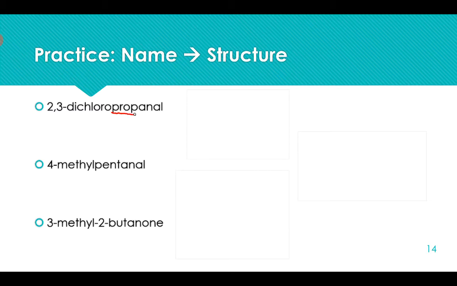So for our first one, we have 3 carbons, all single bonds, and an aldehyde functional group. And so 3 carbons long, 1, 2, 3. I have an aldehyde functional group on one end. So I got my aldehyde functional group. What else do we have? We have 2,3-dichloro. So this is number 1, this is number 2, and this is number 3.